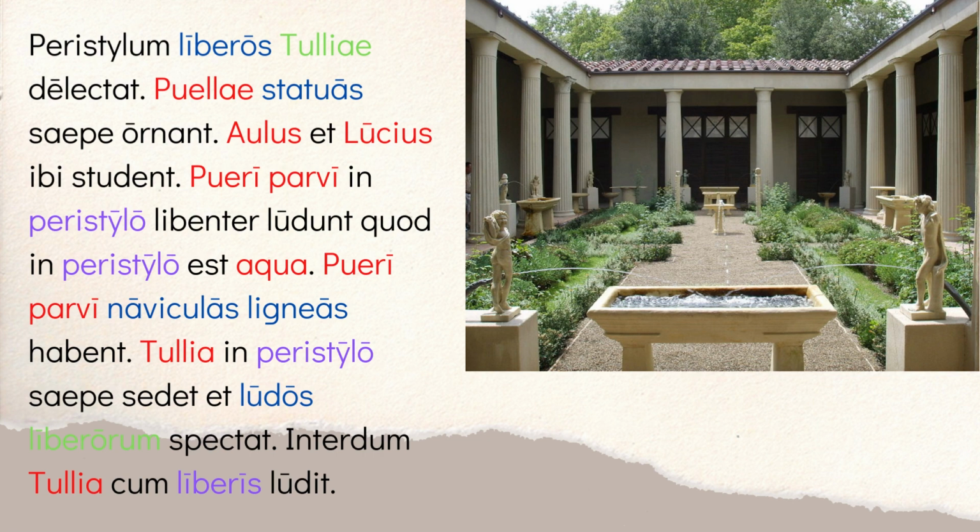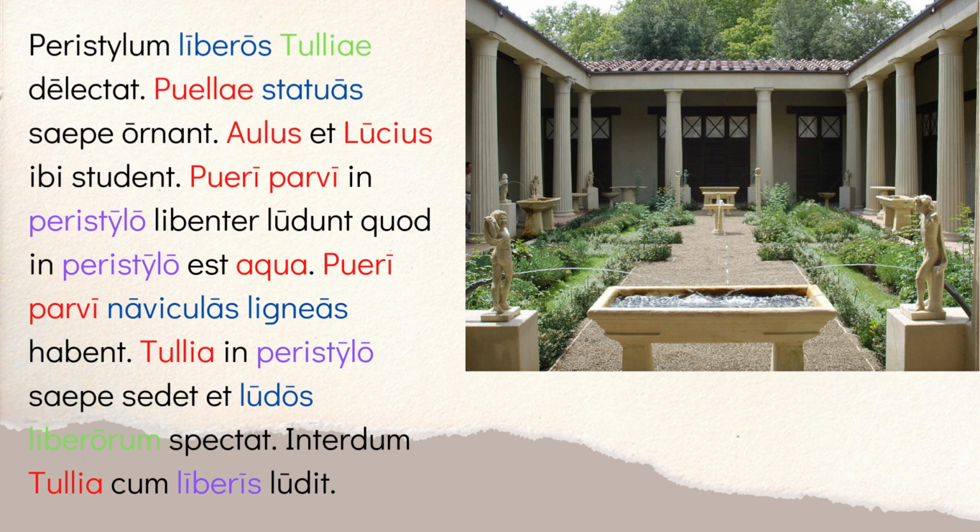Okay. Pueri parvi in peristylo libenter ludunt quod in peristylo est aqua. So the small boys, the pueri parvi, they happily or gladly, libenter, play, ludunt, right? They play in the peristyle, in peristylo, because, quod, right, there is water, est aqua, in peristylo, in the peristyle. So it's saying they like to play in the peristyle because there's water there, which would be true. You might have a little pool or a fountain, something, but often there'd be a water element in this sort of columned walkway around the garden, the peristyle, if that makes sense.